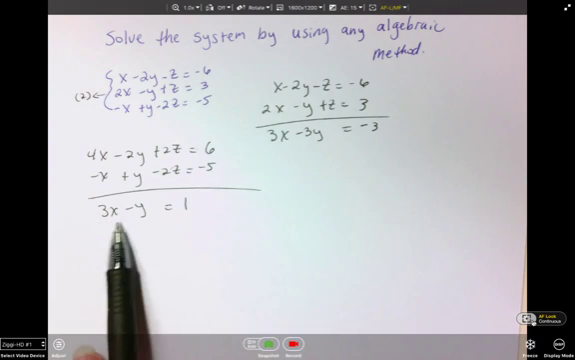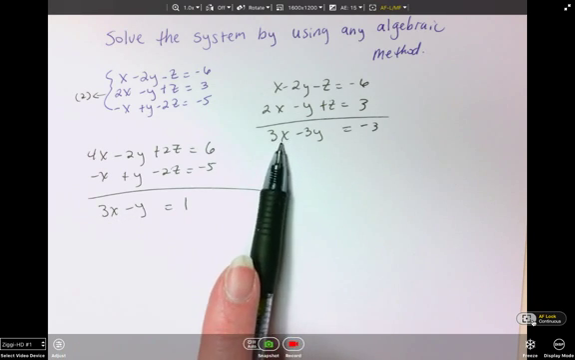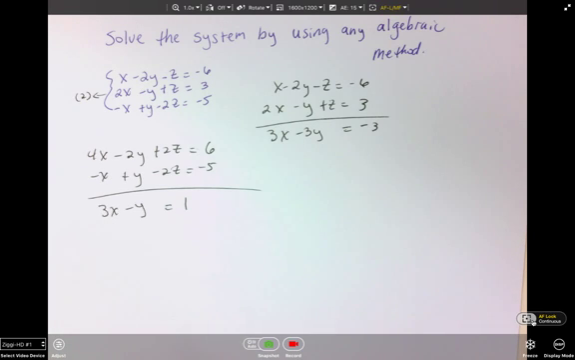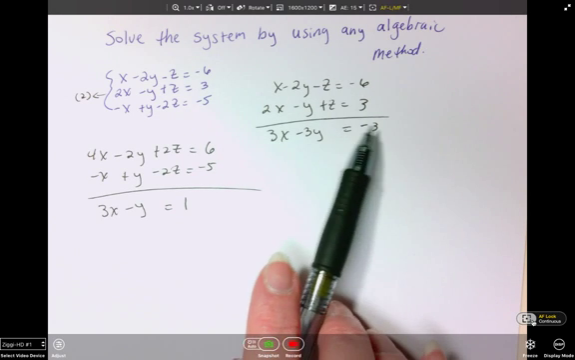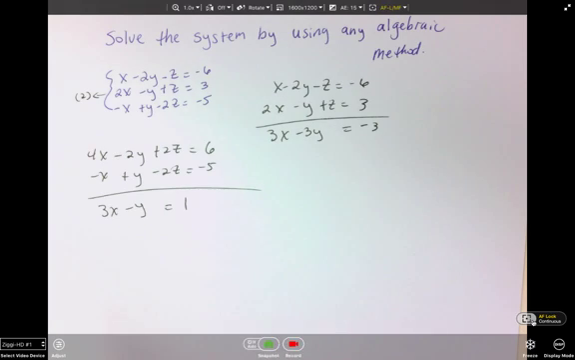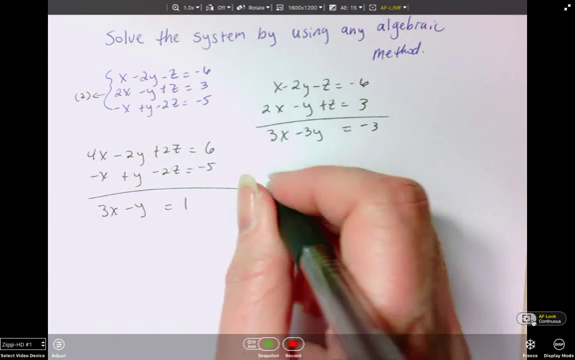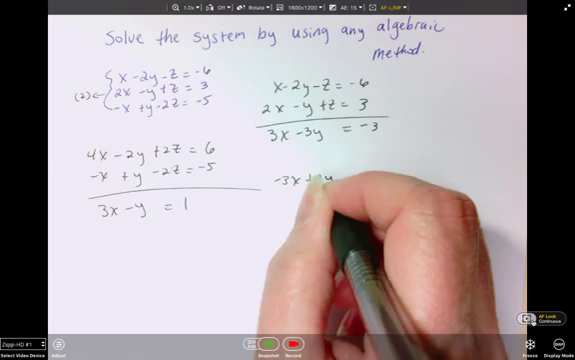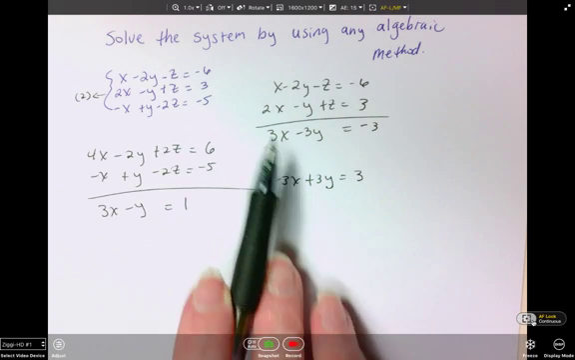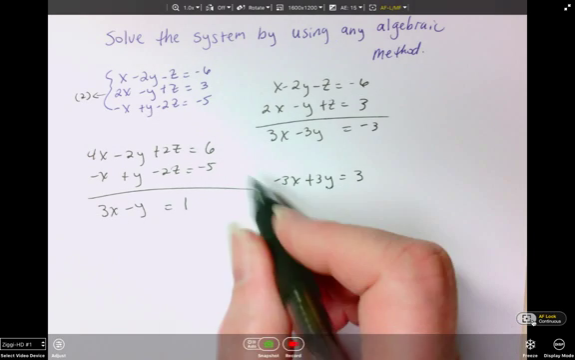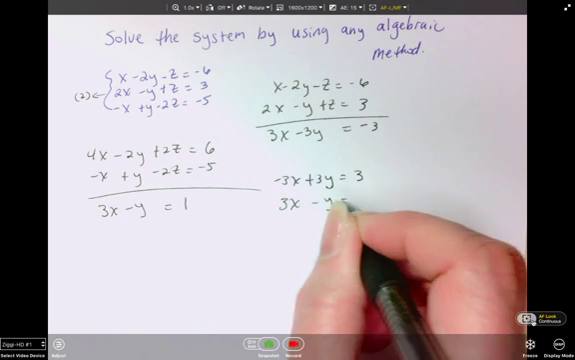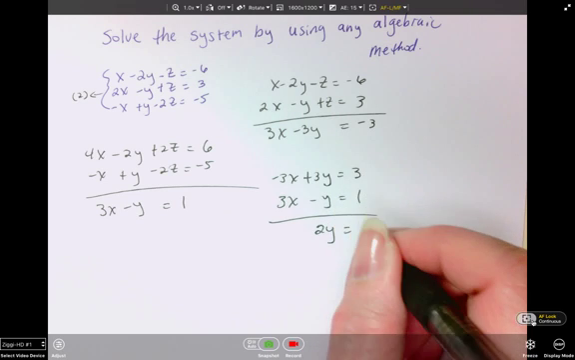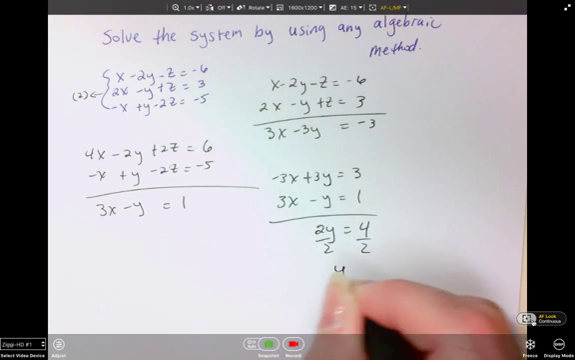So I'm looking and I see this one and this one. I could easily multiply one of them by negative 1 to get my x's to be eliminated. And I think I want to multiply this one by negative 1 because that'll change more of my signs to positive, which will make it easier later. So that'll get me negative 3x plus 3y is equal to positive 3. Multiplying by negative 1, it just changed all of the signs. And I'll bring this one all the way over. So 3x minus y equals 1. My x's go away. I get 3y minus y is 2y equal to 3 plus 1, which is 4. Divide by 2, and y equals 2.